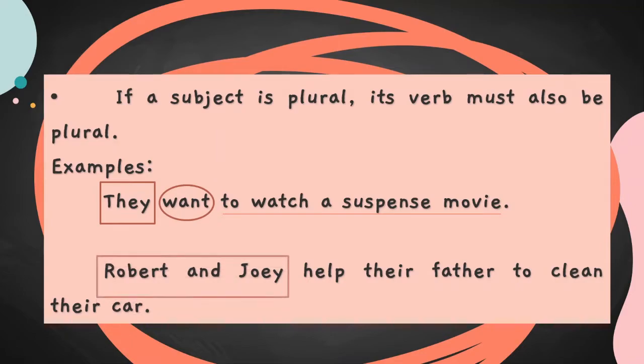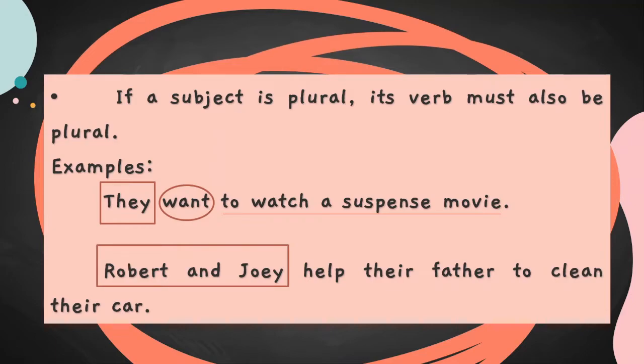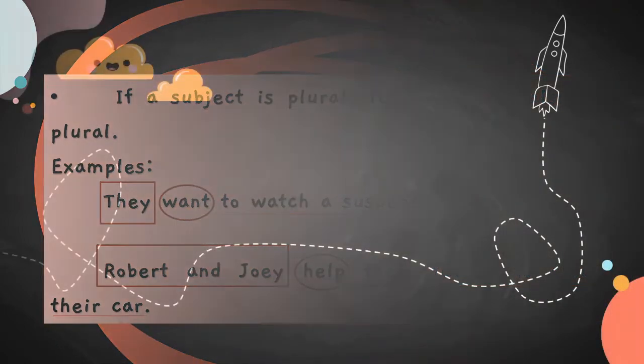Next, the subject is plural, right? Robert and Joey. The verb is help. It has no S in it because the subject is plural. And we have this predicate. Now let's proceed with the next one.